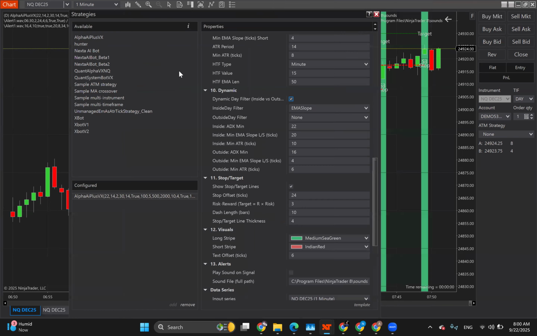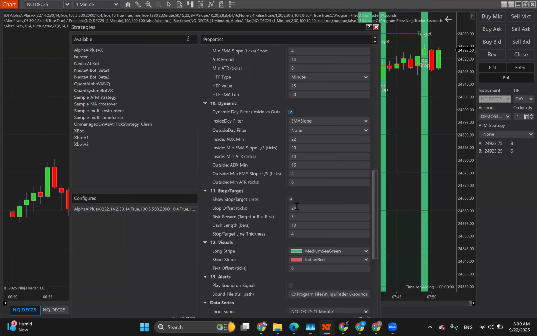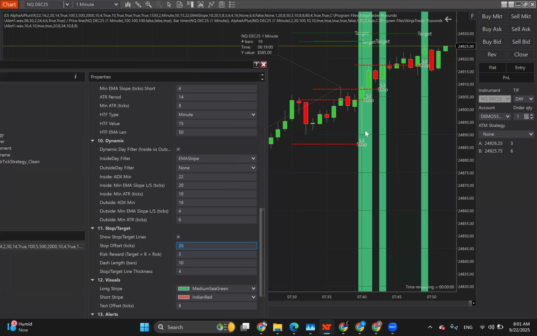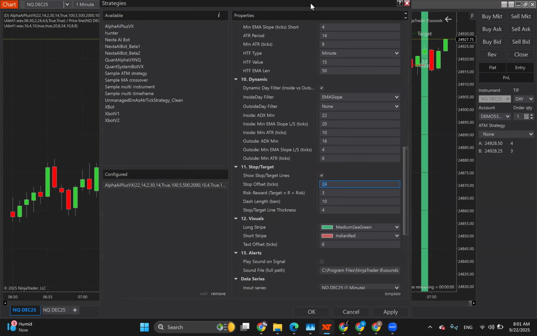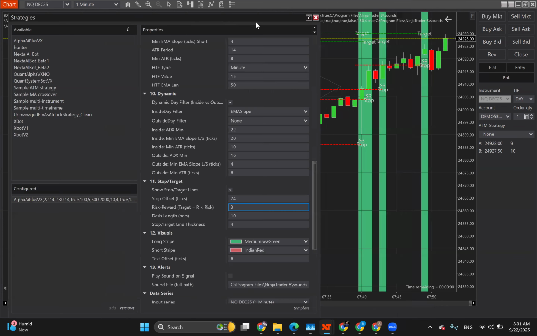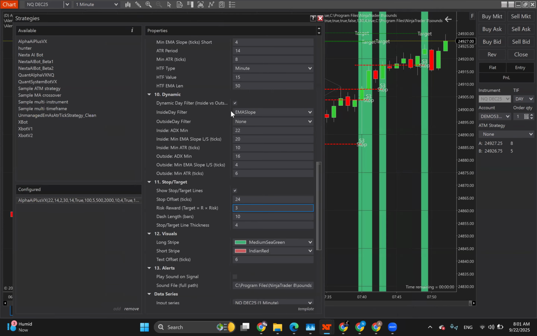Now the other thing, stop and target, show stop target lines. You're going to show the stop target lines we saw here, red and green, and stop offset, which means when you add the stop target, how many ticks, because it's going to add the stop below the low of the bar or above the high of the bar after how many ticks. In this case I'm making it 24. Risk reward, and this is going to be for manual or automated.